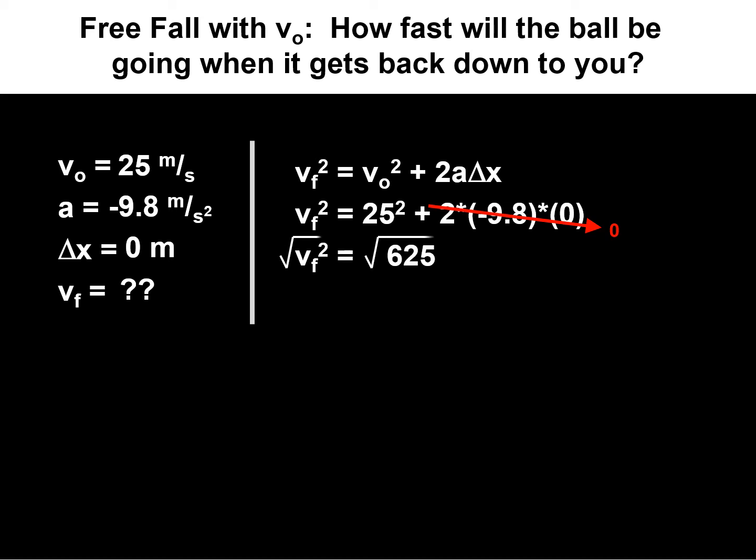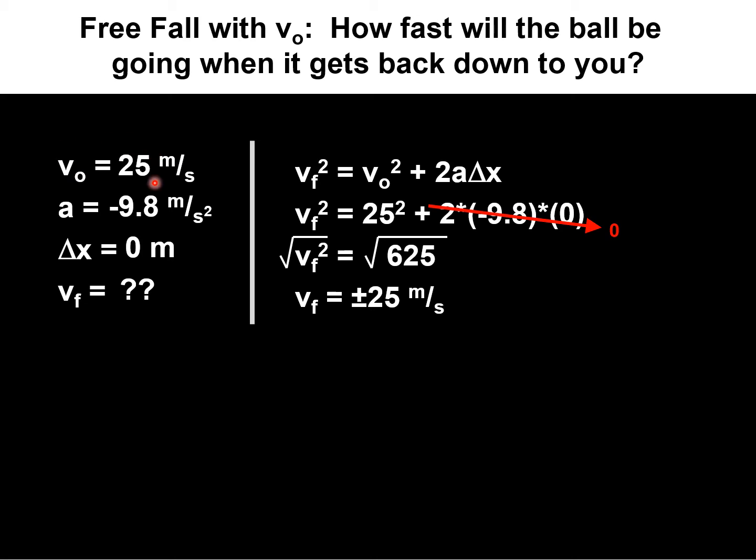Square root both sides, and we actually get two answers from this. The final velocity is going to be plus or minus 25 meters per second. Now the positive 25 meters per second, why do we get two answers? Well, positive 25 meters per second was at the beginning, right? So we get two answers.